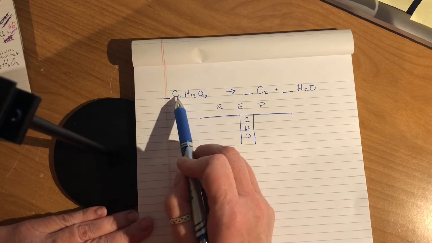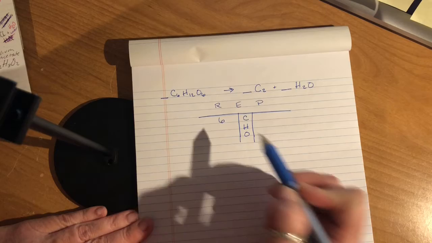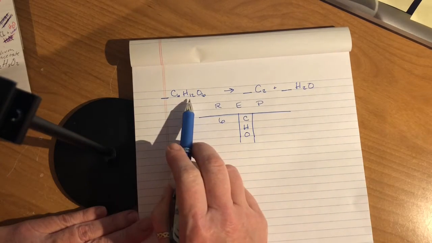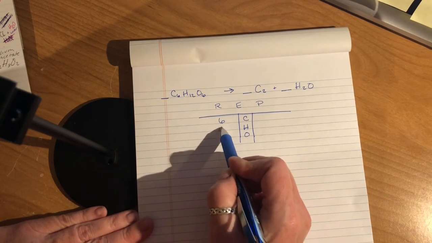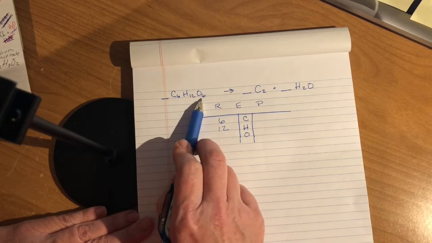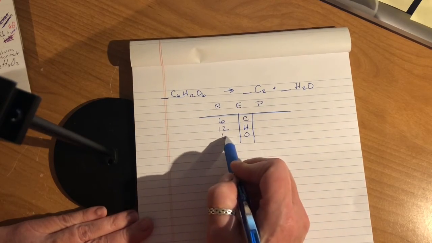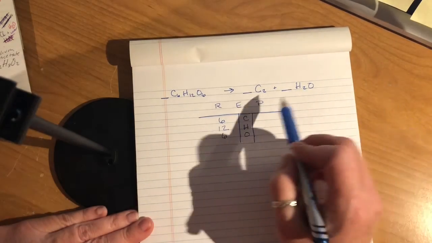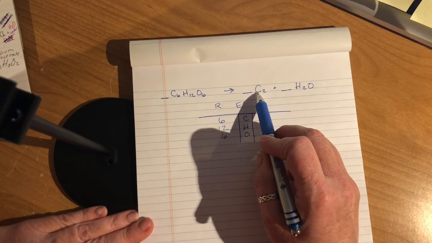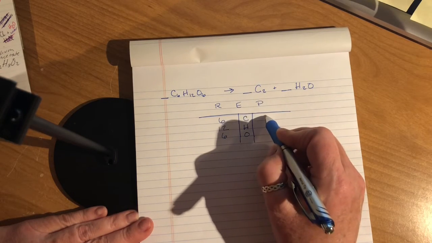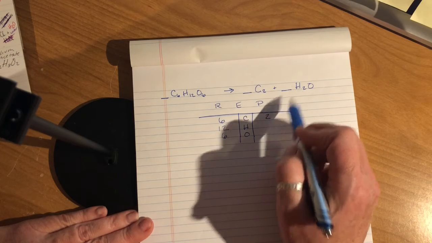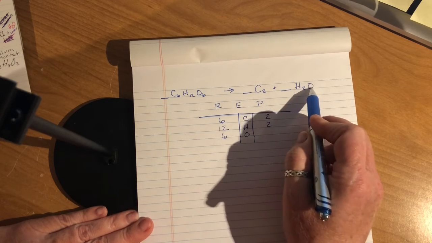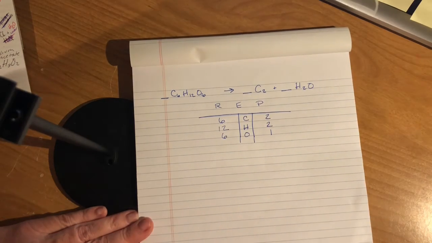On the reactant side, I have 6 atoms of carbon. I have 12 atoms of hydrogen, and I have 6 atoms of oxygen. On my product side, I have 2 atoms of carbon, 2 atoms of hydrogen, and just 1 atom of oxygen.